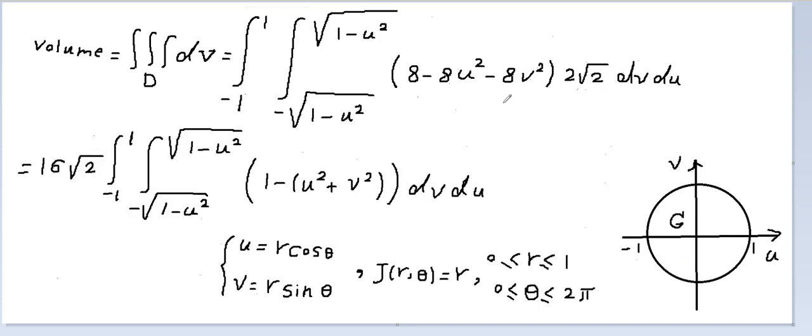Okay, so now we have this integral, right? If I factor out 8 here, I have 8 times 2, 16 times the root of 2. Integral from minus 1 to 1, and this one is the same. And look at here, we have 1 minus u squared minus v squared, right? So let me factor out that minus, left 1 minus u squared plus v squared, dv du. Now we can go ahead and calculate this integral.